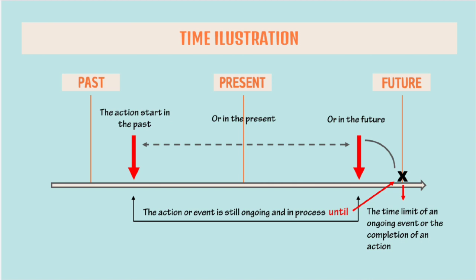For more details, we can see from the time illustration. We have three times, which are past, present, and future. The actions start in the past, or in the present, or in the future. And the action or event is still ongoing and in process until the place in the picture where I put a cross. That means the time limit of an ongoing event or the completion of an action.